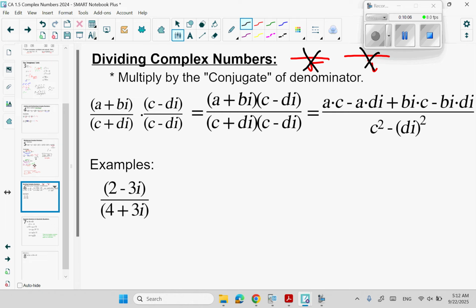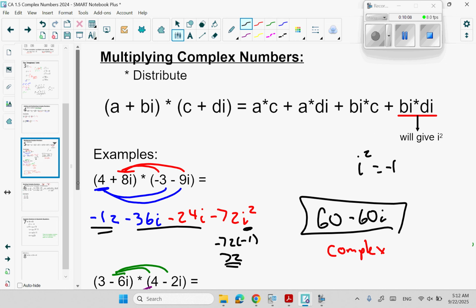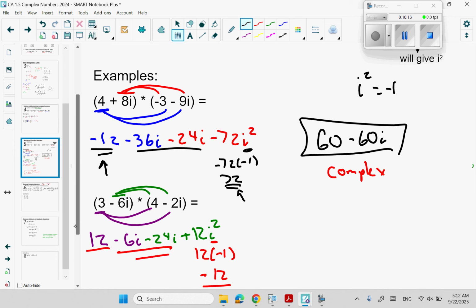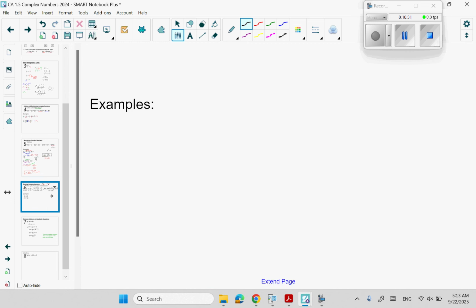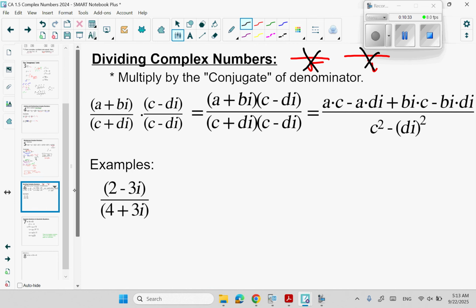Now, if I flip back a slide, when I multiplied things out, you'll notice that my first and my last terms turned out to be the real aspects. Negative 12 is a real number. Negative 72i squared turned into positive 72, which was also a real number. So when I multiplied, the only time I had imaginaries were in the middle. So I want to get rid of my middle terms.